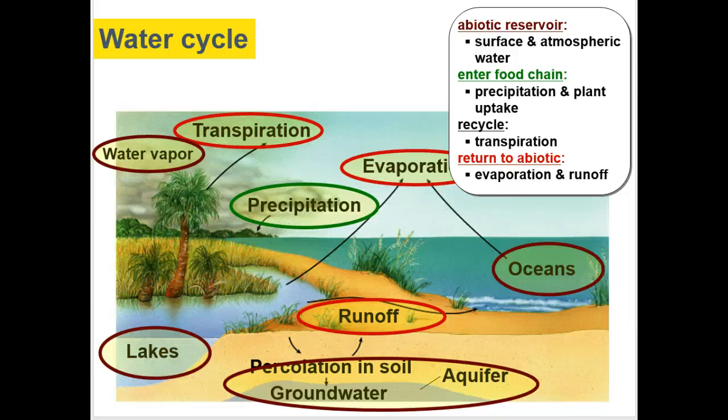Here's a picture to help us see the water cycle. So we can say the abiotic reservoir of water is surface and atmospheric water. It enters the food chain during precipitation and plant uptake. It's recycled by transpiration and returned to the abiotic world by evaporation and runoff.